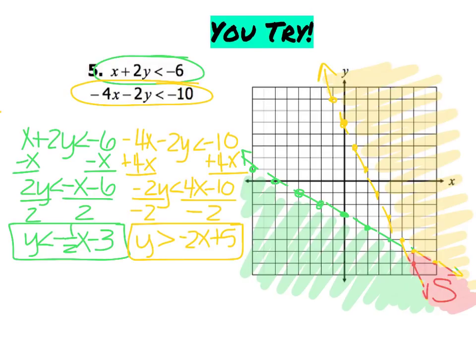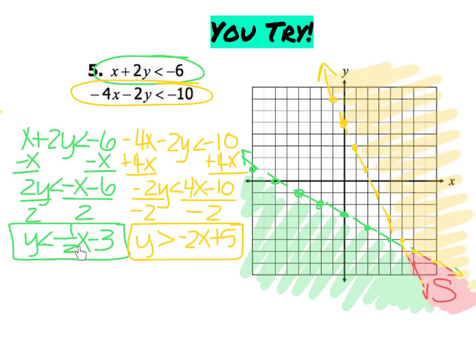All right, so your graph should look something like this, where this area right here is your solution. You should have converted the first linear inequality to y is less than negative 1/2 x minus 3. And you should have converted the second inequality to y is greater than negative 2x plus 5. So the key with this one is to remember to switch the sign because you have to divide by a negative number. All right, so make sure you had switched the sign with that second one.